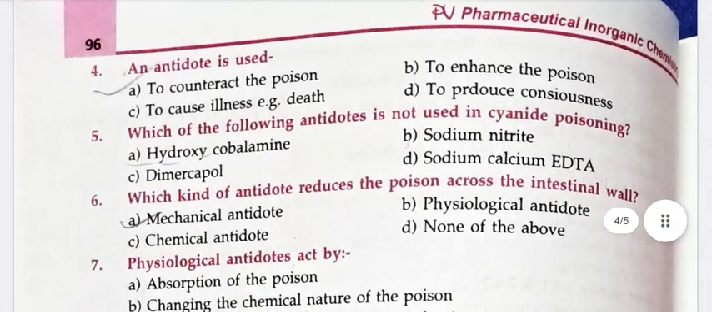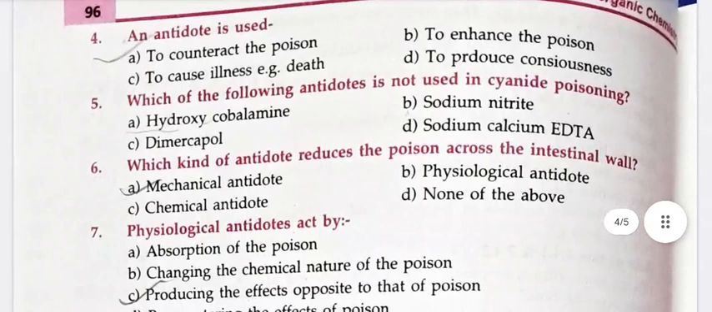So next question: which of the following antidotes is not used in cyanide poisoning? Among all those, which is not to be used, and why? Because dimercaprol acts as a complex, it binds with the poison, and sodium calcium EDTA also, and sodium nitrite. So the option they are asking, not used in cyanide poisoning, is dimercaprol, hydroxocobalamin.